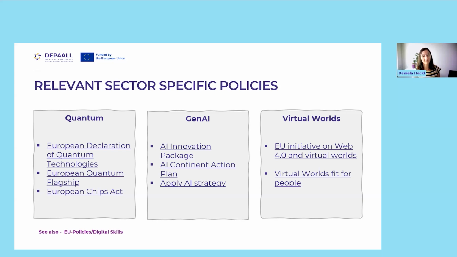Then there is an Apply AI strategy, or basically it's in the starting phase. There has been a public consultation on the Apply AI strategy, and the main objective of this strategy is to improve the public services and to streamline administrative processes by fostering integration of AI solutions in public services and public administrations. So this might be partly relevant for your Digital Academy as well. So just keep an eye on it and just to match the goals here as well. And last but not least, there are the virtual worlds. So there is also a Digital Skills Academy on virtual worlds currently open.